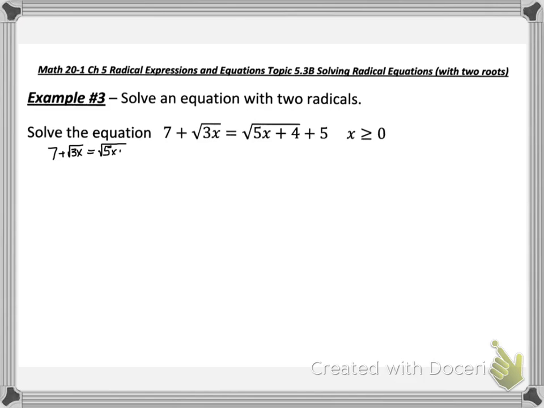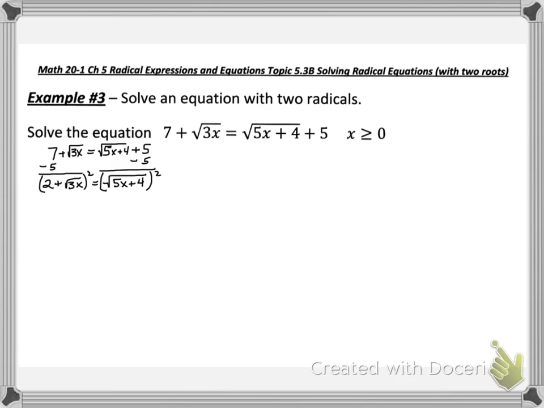7 plus root 3x is root 5x plus 4 plus 5. Subtract 5 from both sides, and it leaves us with 2 plus root 3x equals root 5x plus 4. Now we can square both sides.